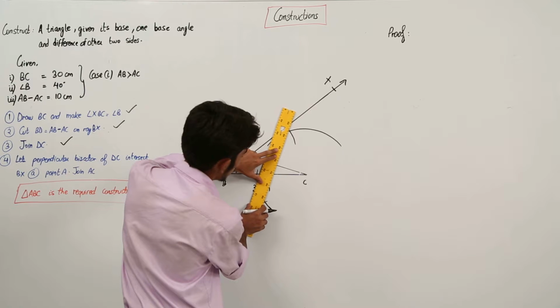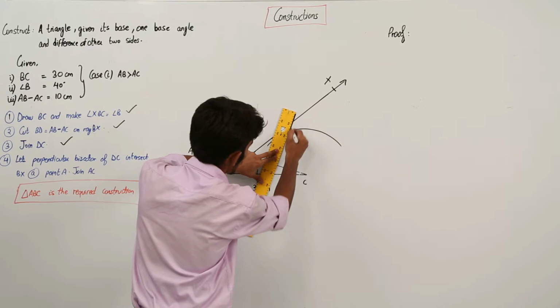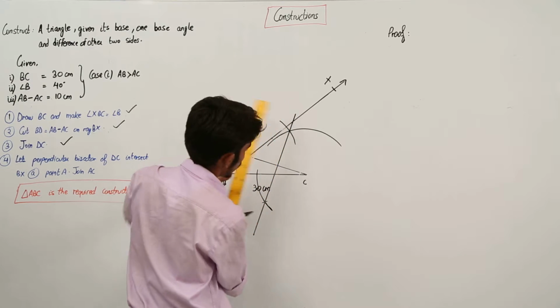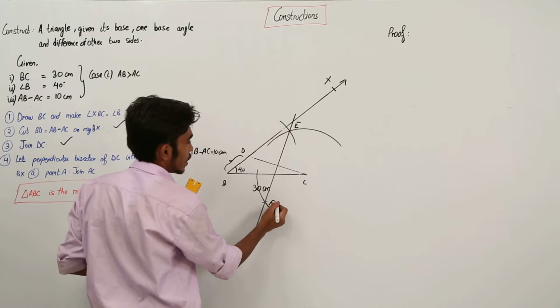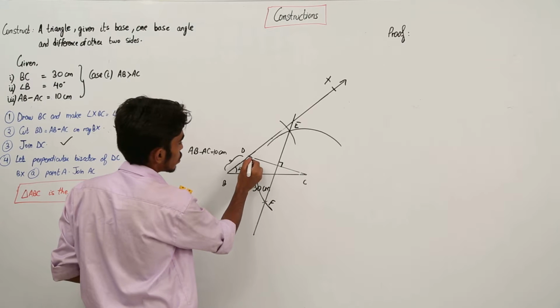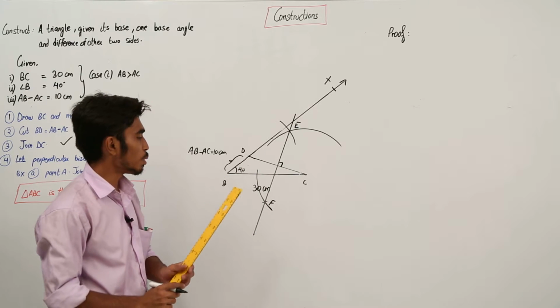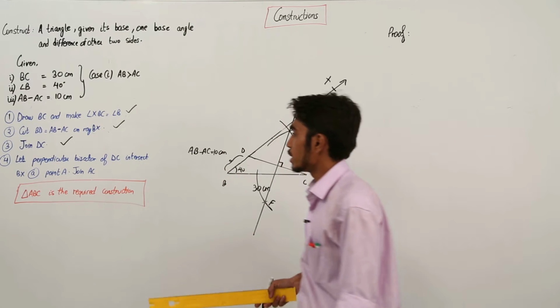Now let me join these 2 points. Let me call them E and F. E and F are nothing but the perpendicular bisector of DC. Right? So let us take a look at the next step.